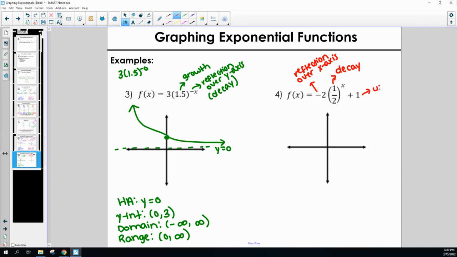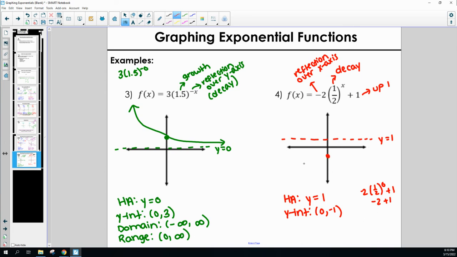And then this +1 is moving up 1. So since it's shifted up, our horizontal asymptote will change. So it's y equals 1. For the y-intercept, we're going to plug in 0 for x. So I'll do that over here. Negative 2 to the 1 times 1/2 to the 0, plus 1. So 1/2 to the 0 is 1. 1 times negative 2 is negative 2, plus 1 gives us negative 1. So here's my horizontal asymptote, y equals 1. (0, negative 1) is about here.